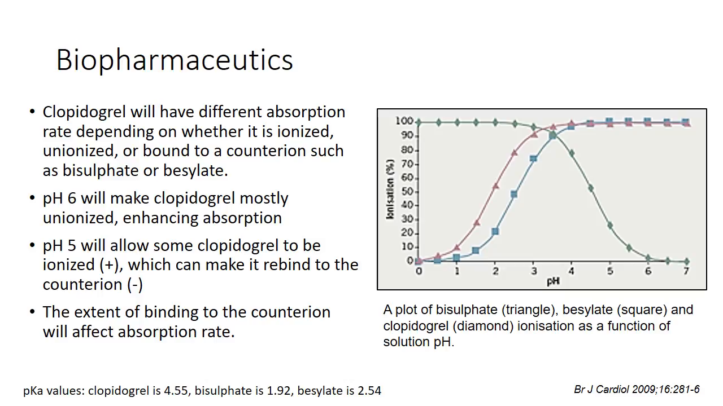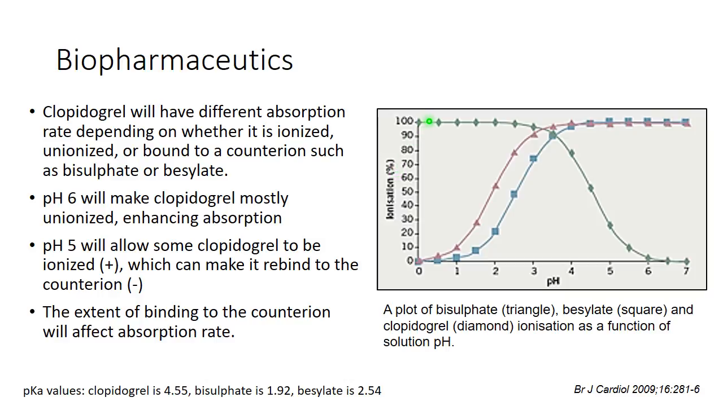We'll go into the full biopharmaceutics lecture later, but this is just the introduction to that. So I don't want to go into too much detail. But for example, in this graph, the green diamonds are the actual active ingredient, which is Plavix, or clopidogrel, and this is the percent ionization. I know it's hard to see, so I apologize.